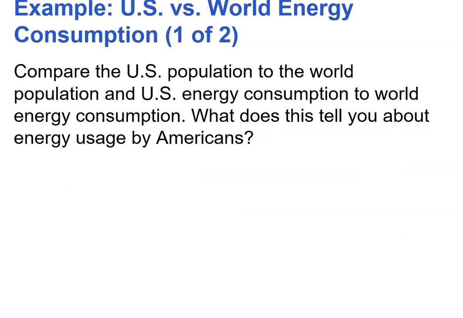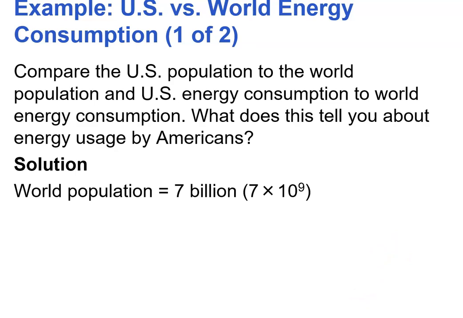So compare the U.S. population to the world population and the U.S. energy consumption to the world energy consumption. What does this tell you about energy usage by Americans? Well, the world population is about 7 billion. If we were to write that out, we would have 7 with 9 zeros behind it, 7 billion. And that's why it's 7 times 10 to the 9th.